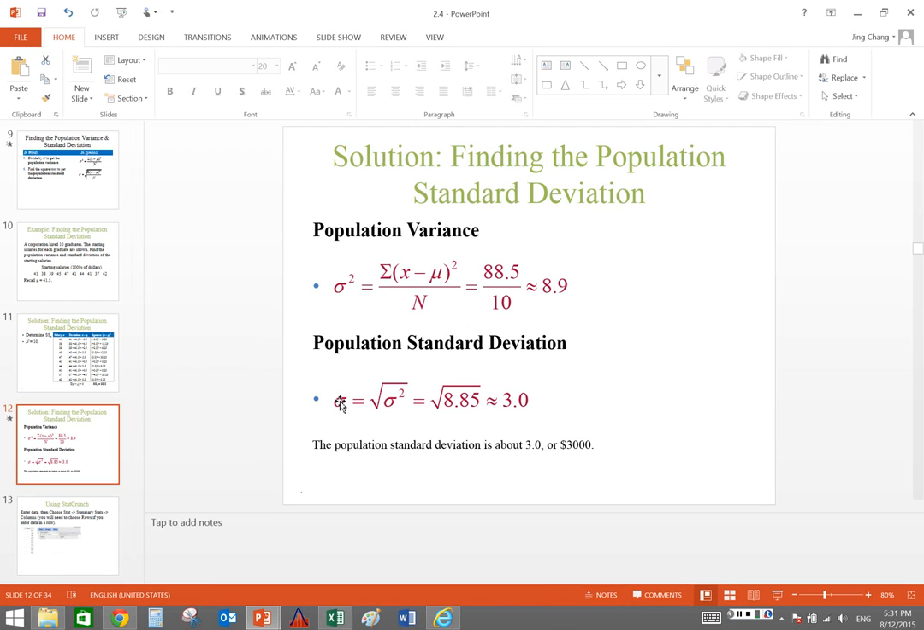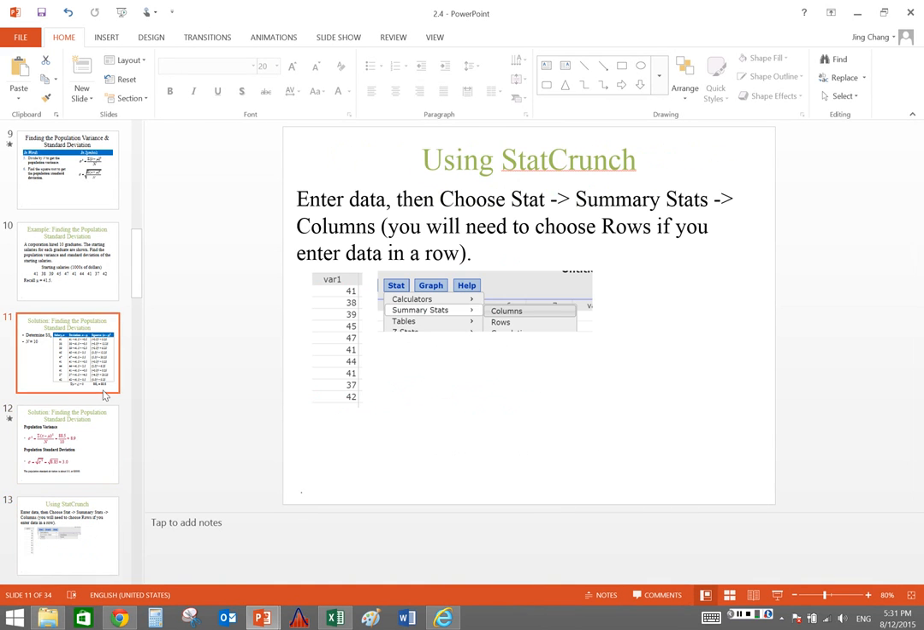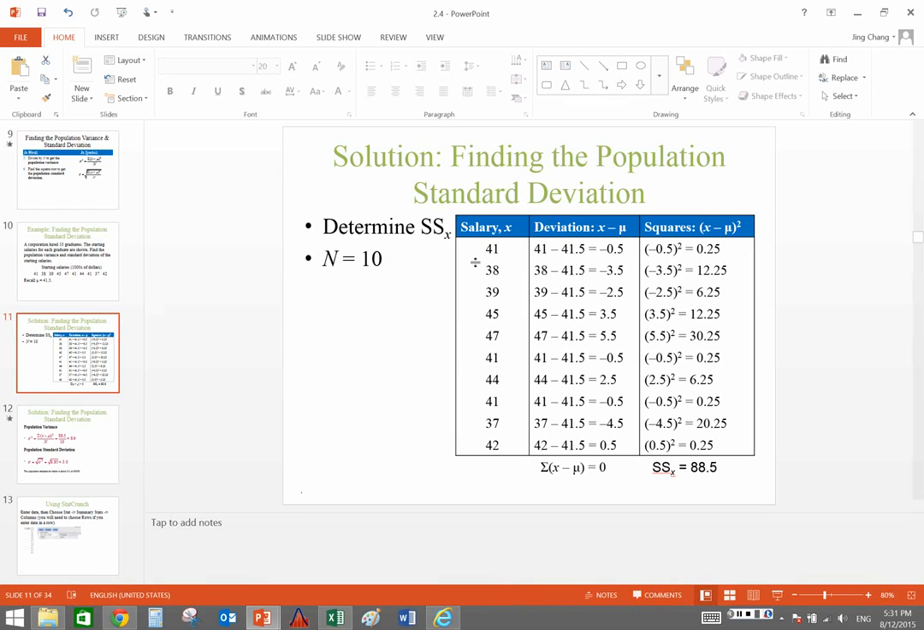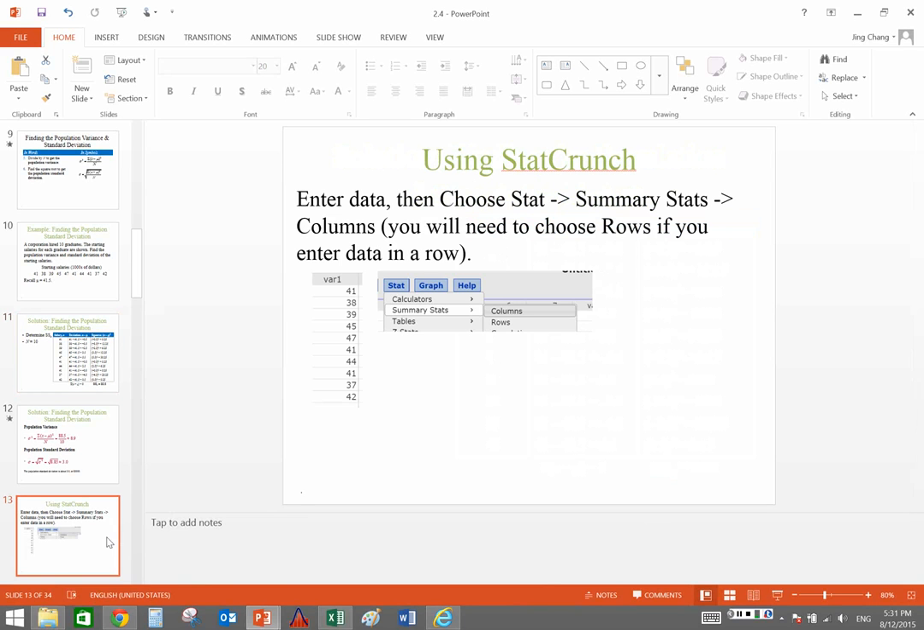So these two parameters are used to describe the variation of your data set, like the spread. The larger, the more variation your data set has. But as you can see, it's not easy to calculate variance and standard deviation manually. It takes time. So we can use StatCrunch.